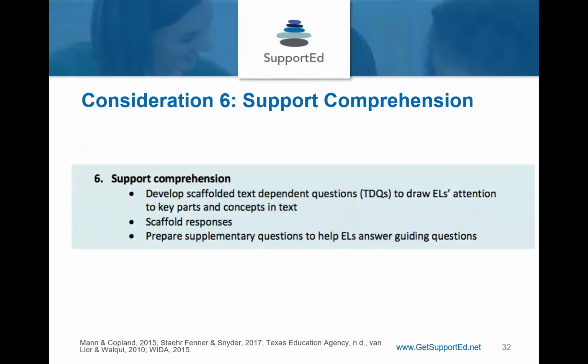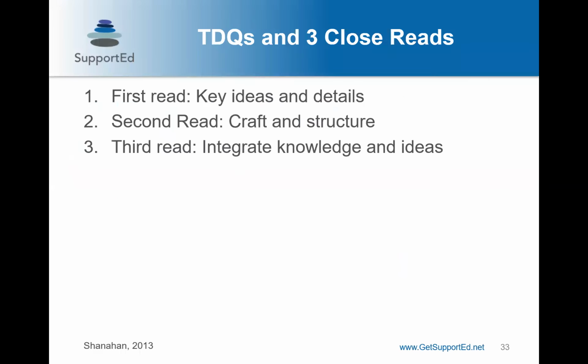And the final consideration is supporting comprehension. And this really looks at developing scaffolded text-dependent questions, or TDQs, that really draw L's attention to the key concepts and parts of the text that they need, and then also supporting their responses. TDQs can be designed to align with the 3 close reads. So first, you can develop TDQs that help support key ideas and details. Secondly, is craft and structure. And finally, integrating knowledge and ideas. I'll share one example with you. The other 2 are in the Padlet.